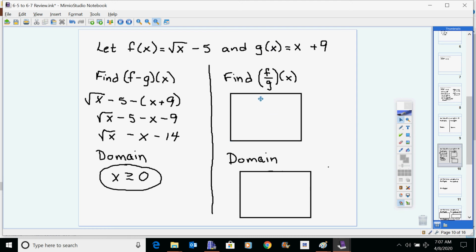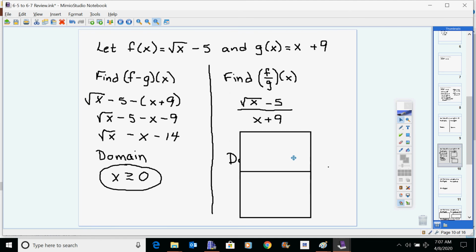When you divide, okay, this one cannot be simplified at all. There's no radical in the denominator. There's nothing to do besides just put the one over the other. You do, of course, look to see if it can be simplified. We look to check for the domain.